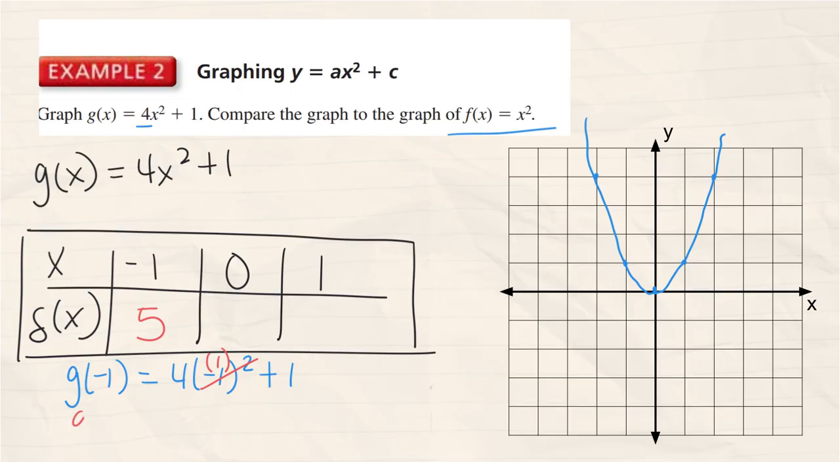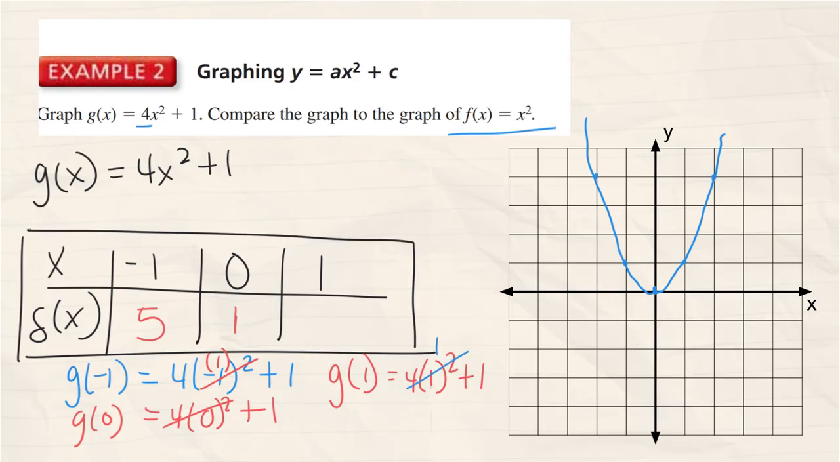When x is 0, I'm going to have 4 times 0 squared plus 1. This becomes 0 completely, so my answer is going to be 1. And when x is 1, I'm going to have 4 times 1 squared plus 1. This becomes 4 times 1, which is 4, plus 1 gives me 5.